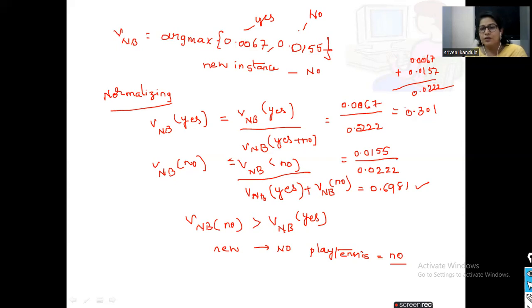With this, I'm concluding the Naive Bayes classifier. This is how the classifier is going to classify your new instance. For your practice, you can randomly take one more new instance and practice with that. Hope you all followed. If you have any queries, you can post them in the chat box.